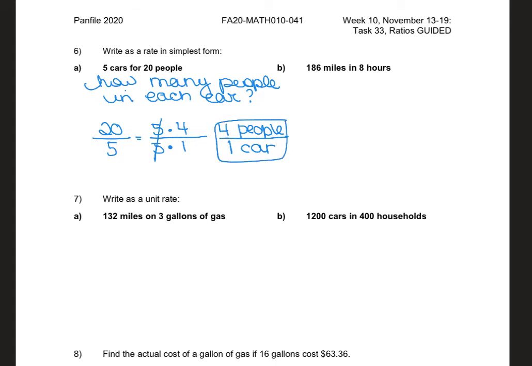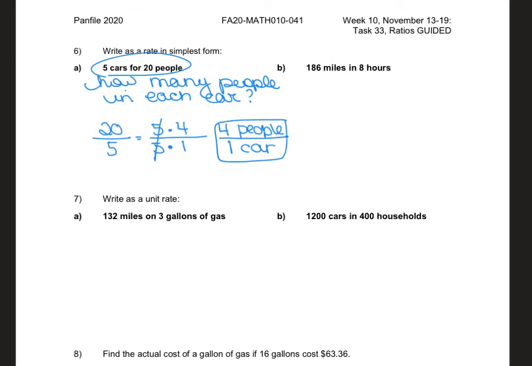All right. 186 miles in 8 hours. And again, just jumping back, I don't really love the wording of that, 5 cars for 20 people. If I were giving you the problem, I would probably write it 20 people in 5 cars, because again, you want cars to go on the bottom. So I would give that to you so that the cars would be on the bottom and it would be in the right place.